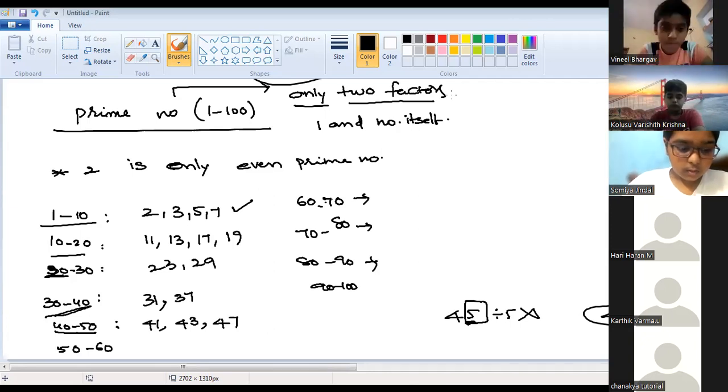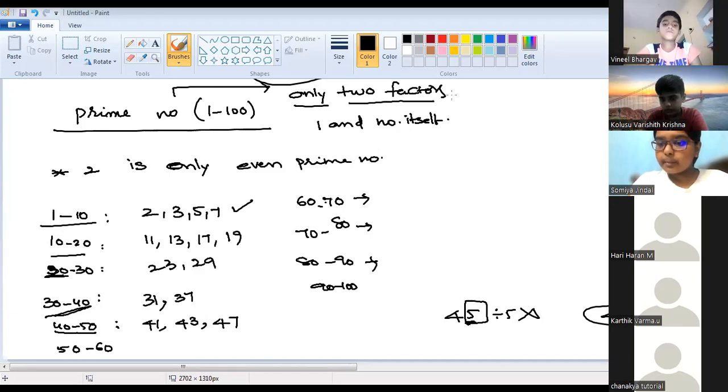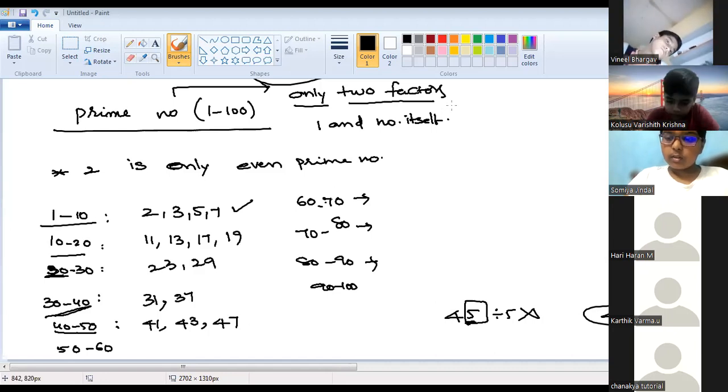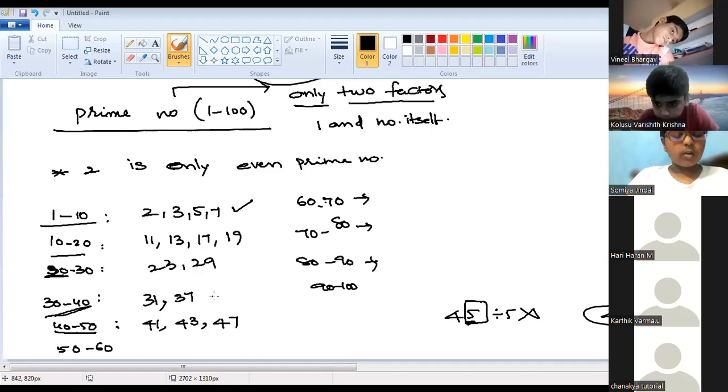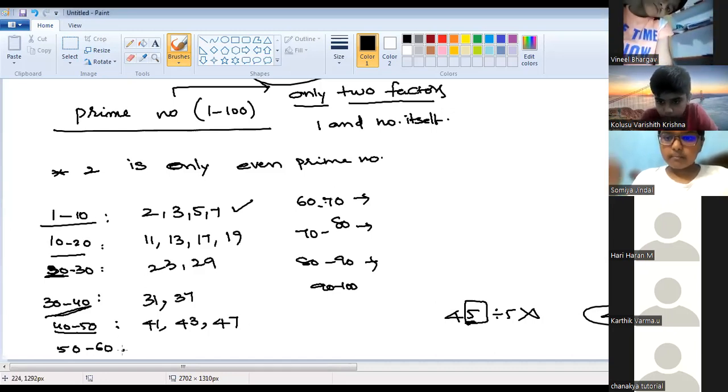Ma'am, 25. Yes, someone said 25. Who said 25? Rishita. Very good. Ma'am, 25 comes in the 5 table. No. Between 1 to 100, how many prime numbers are there? I'm asking. Now, who will say the primes between 50 to 60?